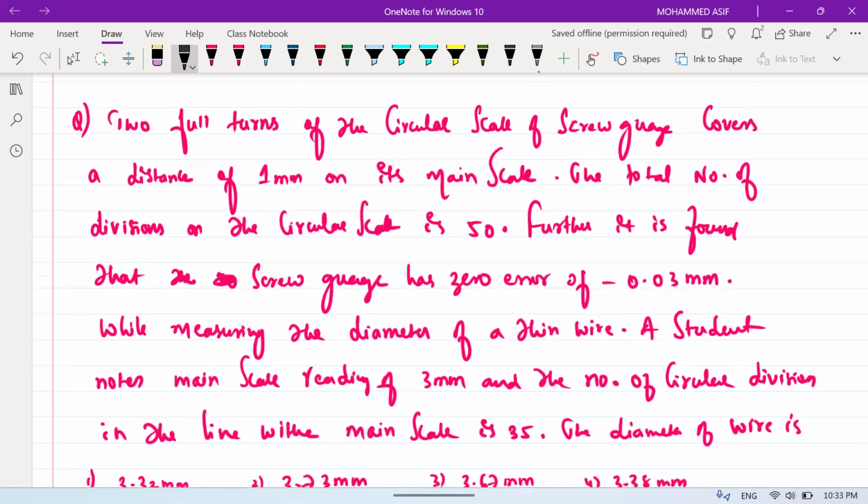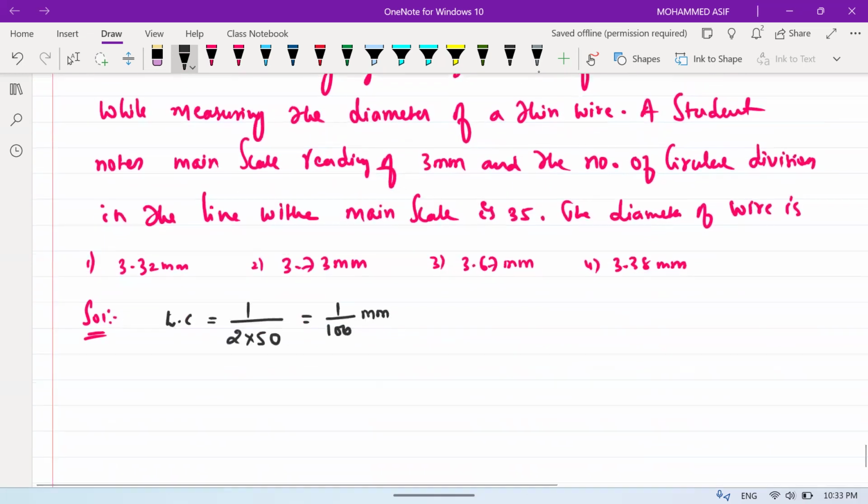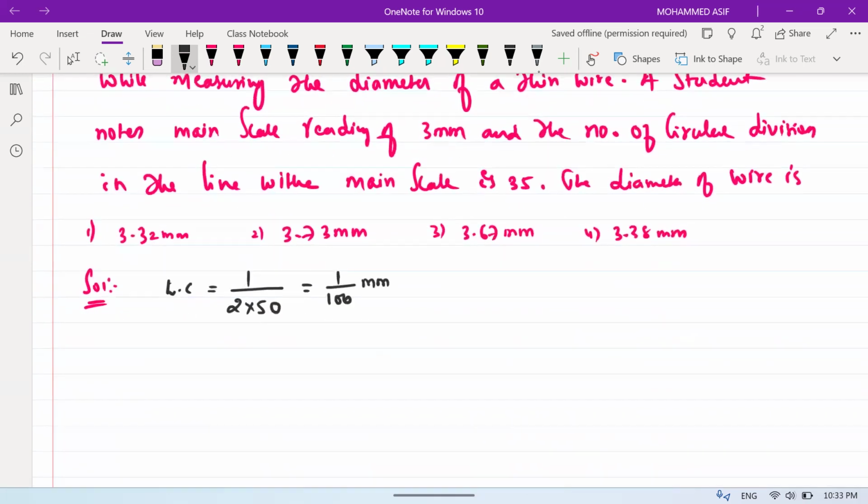See, once more: in 2 full turns of the circular scale of a screw gauge, it covers a distance of 1 mm. Pitch is 1 mm. And how many rotations is it making? 2 full rotations. And the circular scale has how many divisions? 50 divisions. So least count is equal to pitch divided by the number of circular scale divisions. Pitch right now is 1 mm. How many circular scale divisions are there? 2 into 50. So it is 1 by 100.